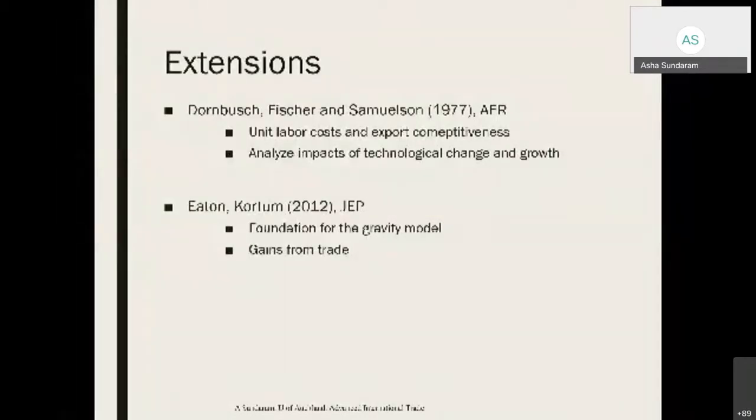And we'll talk about this. The second model, as I said, is useful because it is the foundation of the gravity model. It's also a structural model, so it allows us to quantify gains from trade. That's why I like the Eaton-Kortum model. Now, the Eaton-Kortum model is a little bit heavier than most of these other models, which is why I'm building up to Eaton and Kortum.